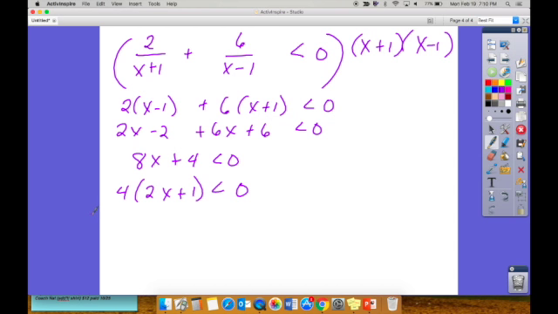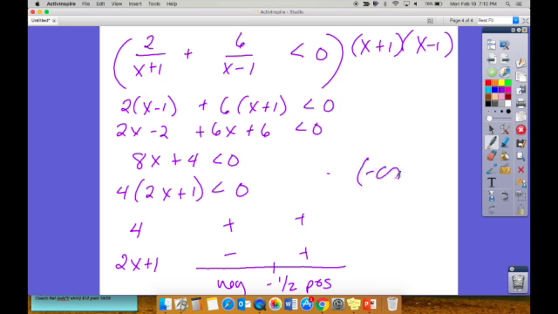Okay, so now for my sign chart, which is not terribly necessary when it's this simple, but I still like to do it. We've got a 4 and a 2x plus 1, but my only 0 is the negative 1/2. Okay, so 4 is going to be positive no matter what. This is going to be negative, positive, so this is negative, and this is positive. So the solution for 2 over x plus 1 plus 6 over x minus 1 is less than 0 is negative infinity up to negative 1/2 parenthesis.